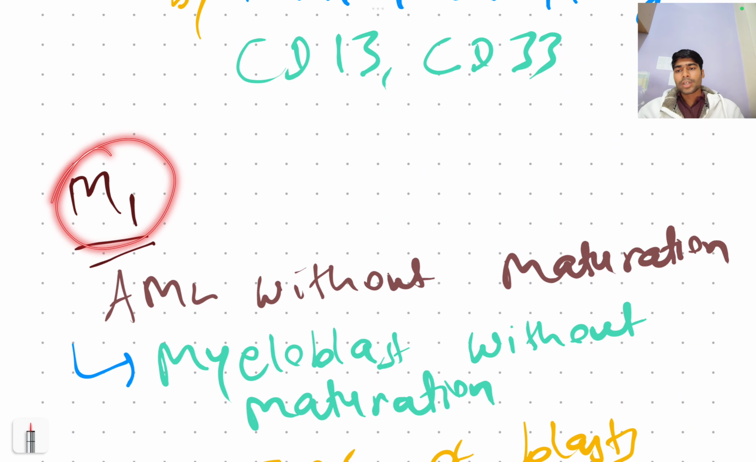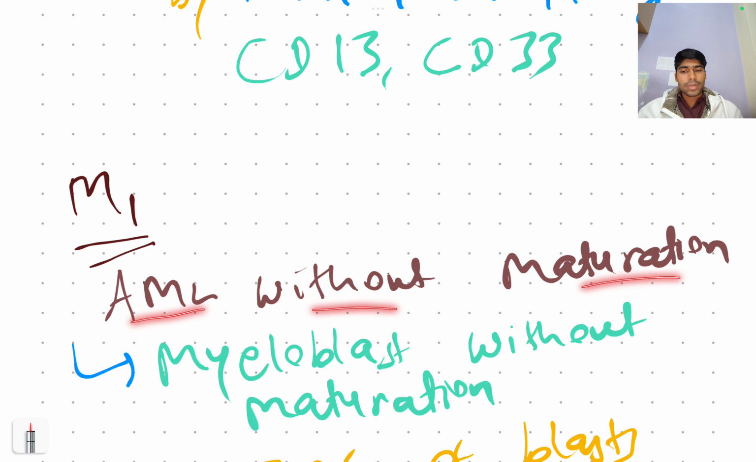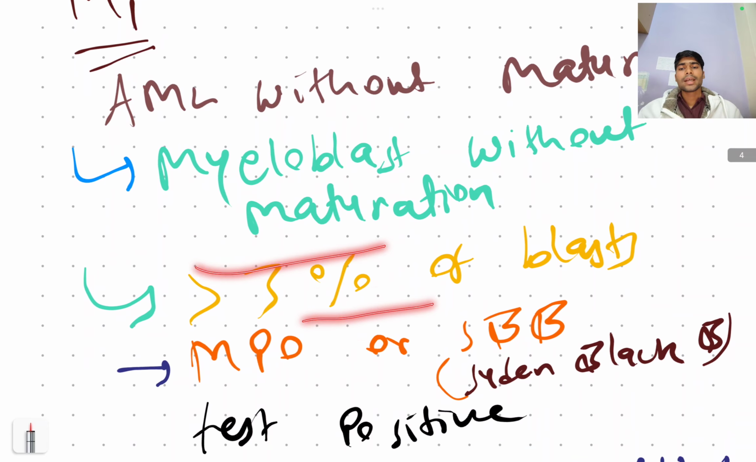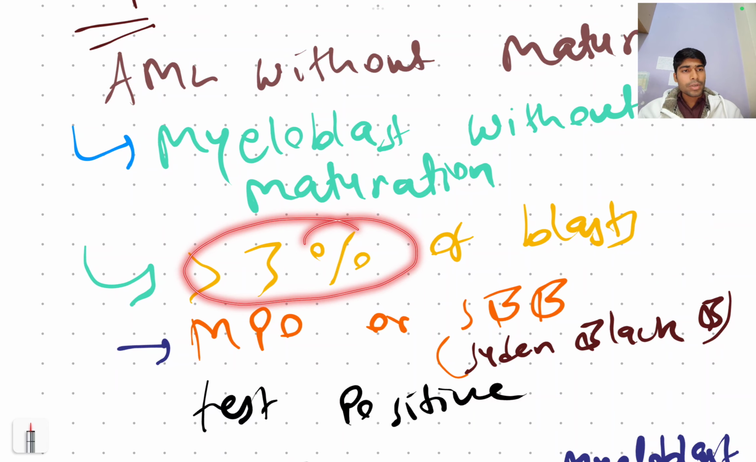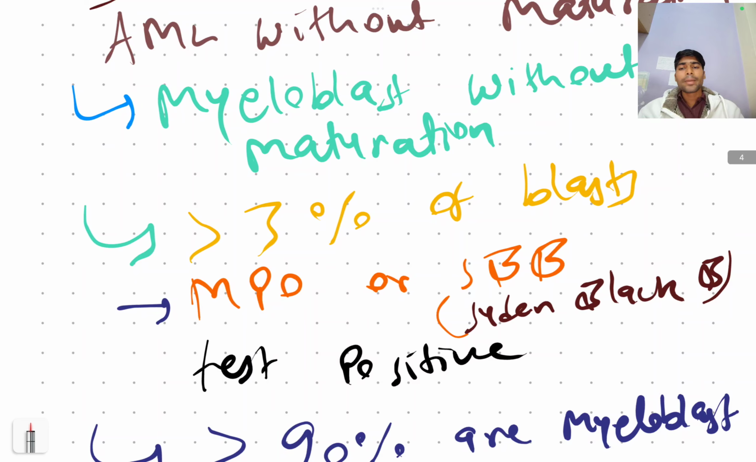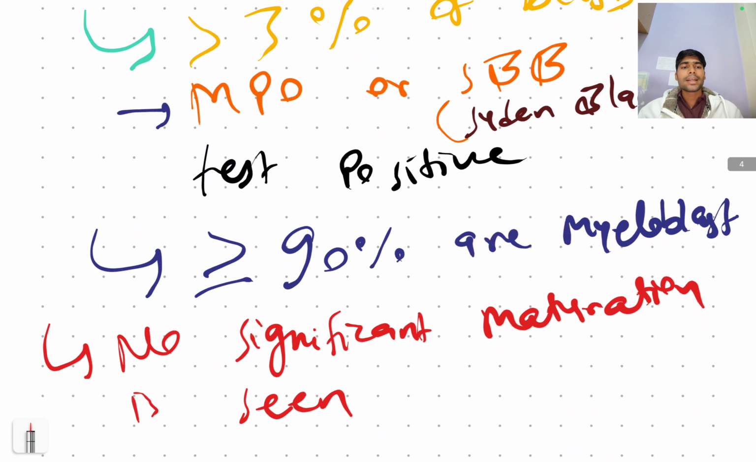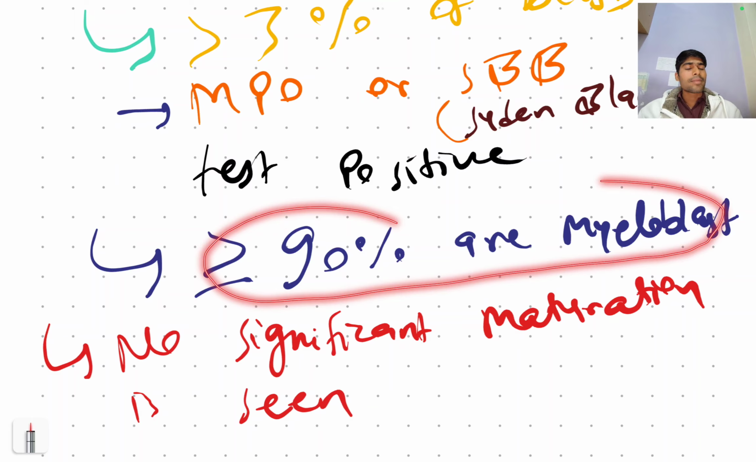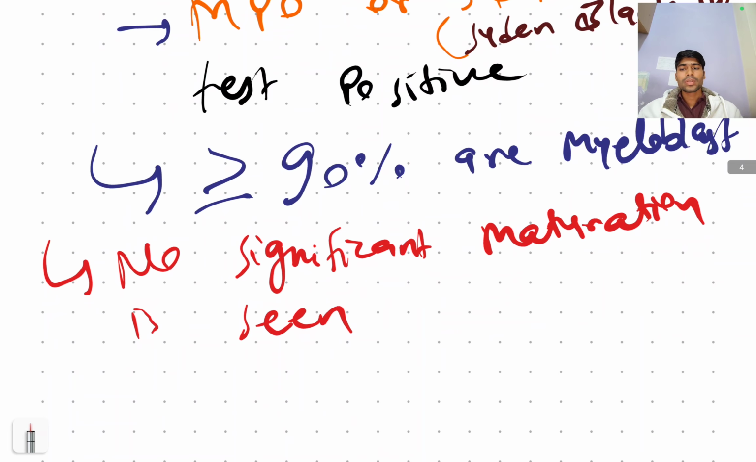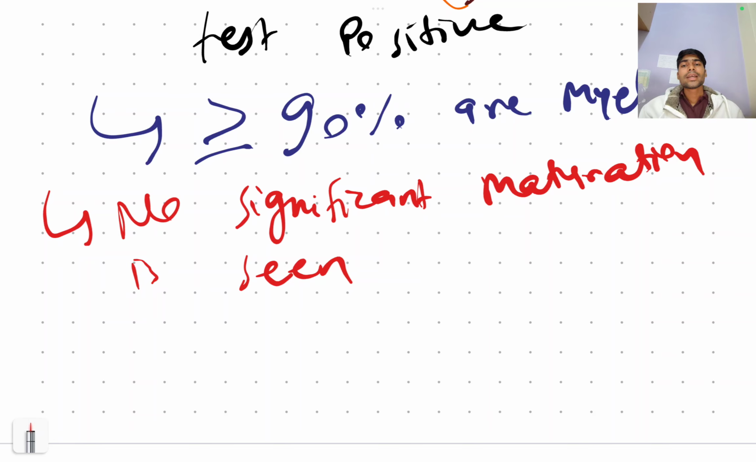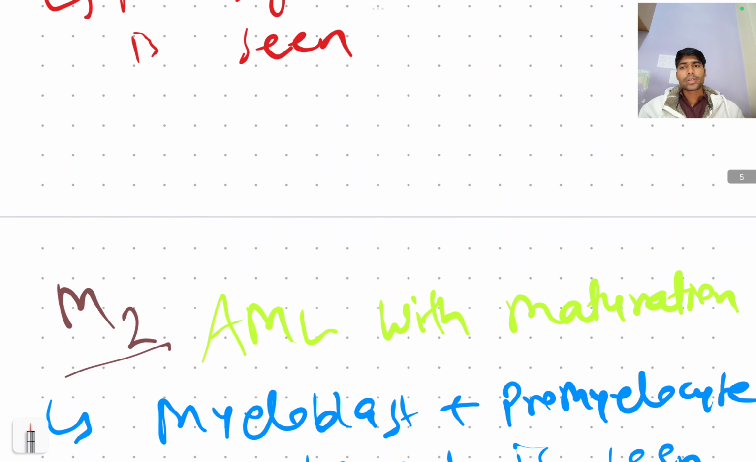Now let's talk about M1. M1 is AML without maturation. There is myeloblast, but without maturation. And then there is more than 3% blast. Then MPO and SSB, that is the Sudan Black B test, are positive. And more than 90% of cells are myeloblasts. There is no significant maturation because these are immature cells. See, leukemia is generally the condition where immature cells are there. So in this also, no maturation cells are seen.